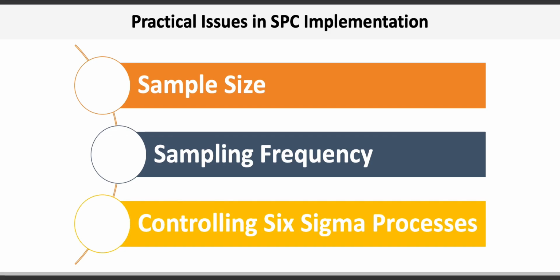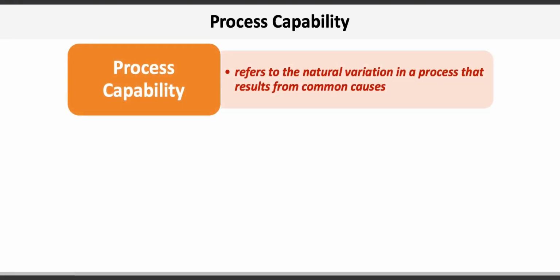However, when the defect rate is extremely low, standard control charts aren't effective. Ultimately, processes are designed to hopefully produce a consistent output that meets design specifications. If we can get that, then we have what we can call a capable process. Process capability refers to the natural variation in a process that results from common causes.